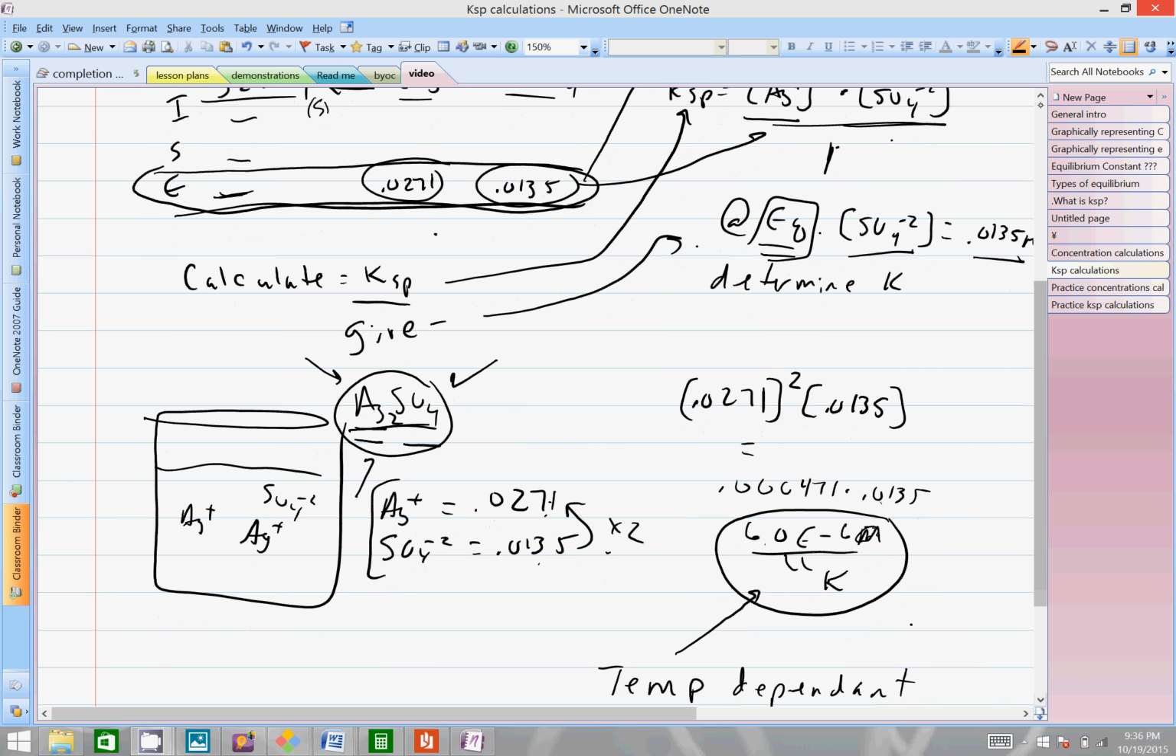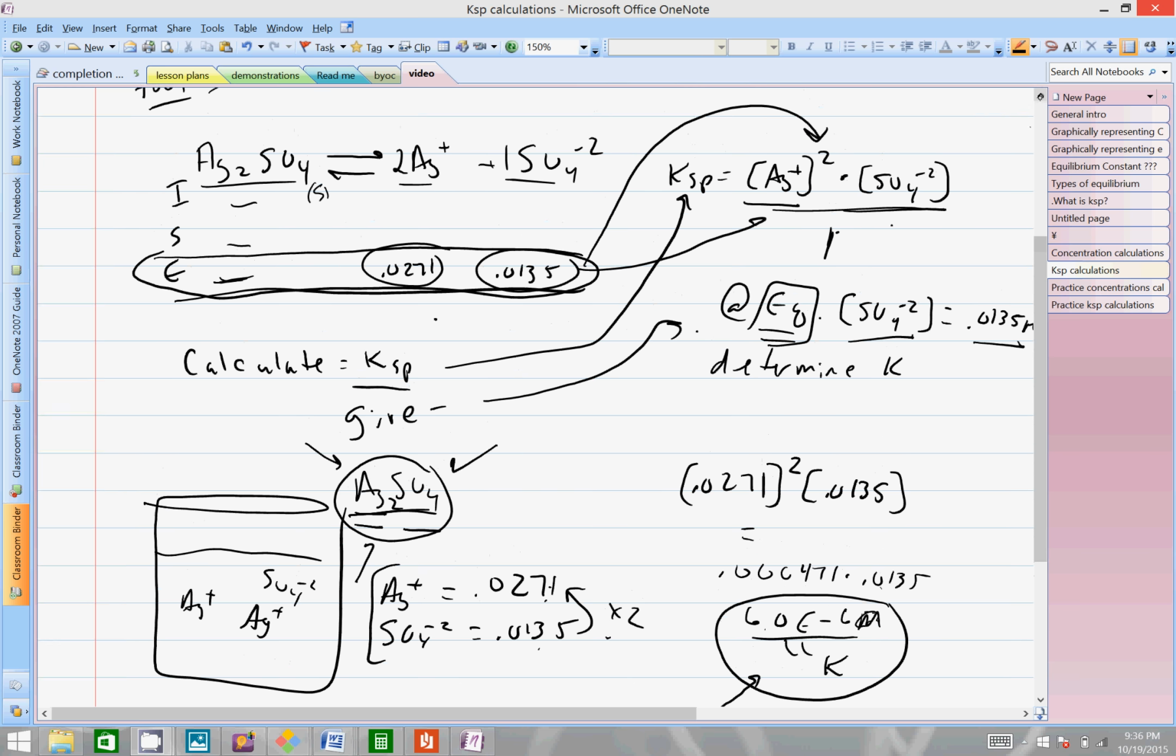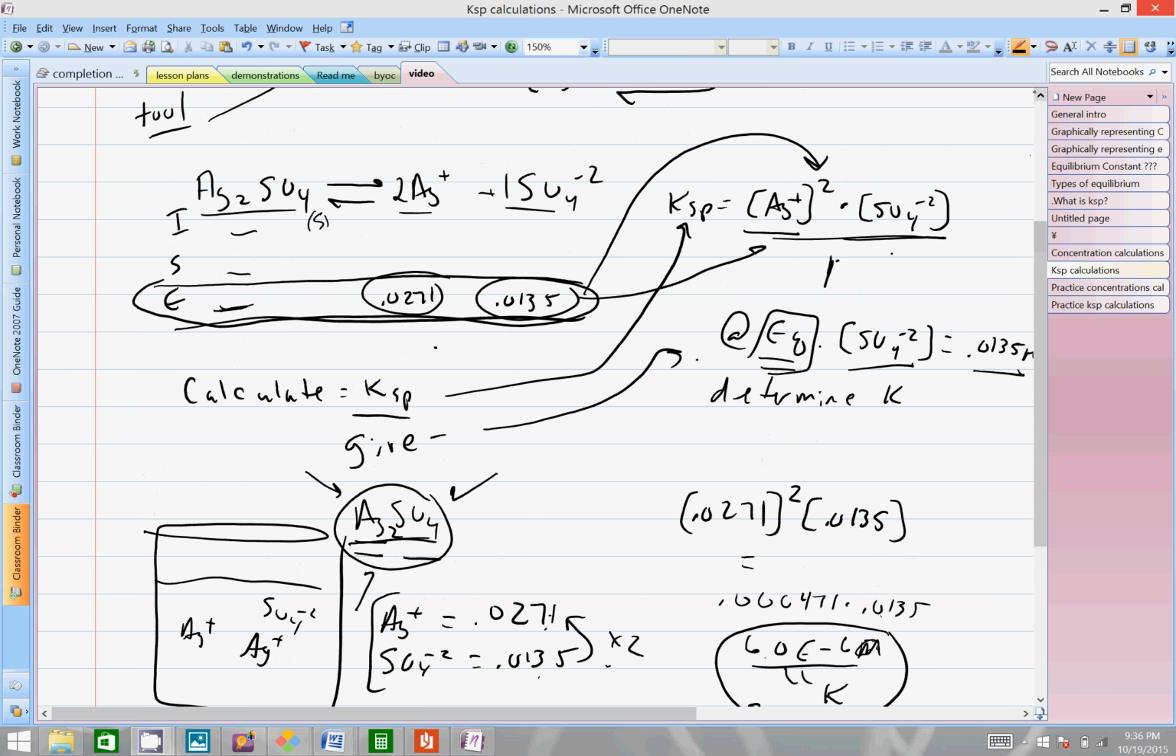They want you to find a K value. One of the concentrations was given, and off of that one you could figure the other one out, plug it into your expression, and solve for your K value. Pretty common problem.